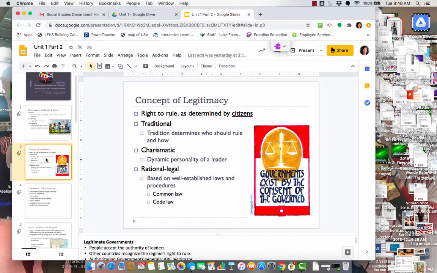Charismatic, that's another way that a government can achieve legitimacy. So if you have a very dynamic personality, and you lead the country and people like it, then that might be an example of charismatic legitimacy. So when I think of charismatic legitimacy, I think of people like Adolf Hitler.